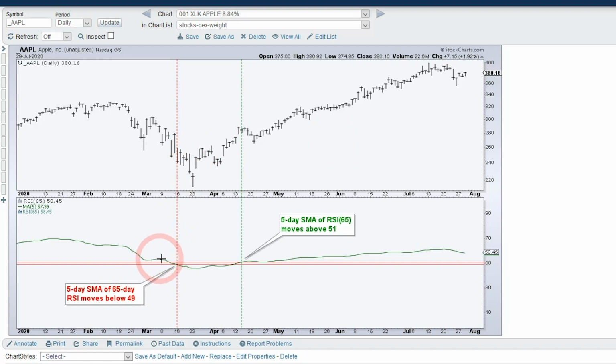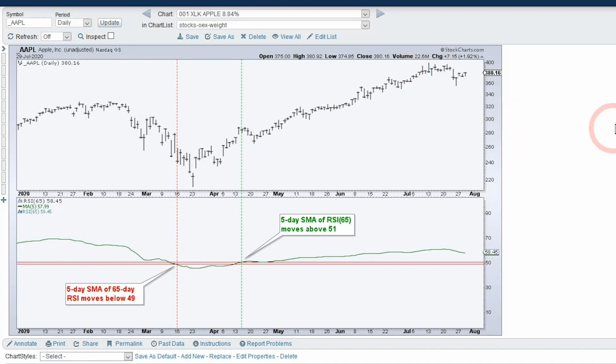So we can see the 5-day moving average of RSI 65 crossing below 49 there, and then staying low, and then moving above 51 in mid-April and holding that as the trend extended here.